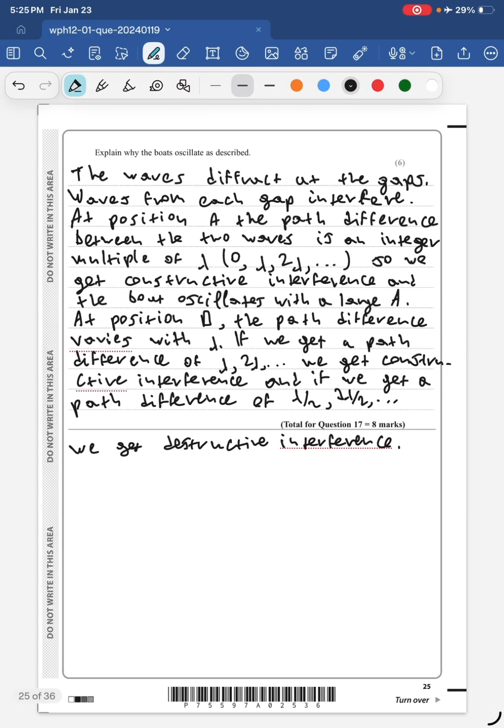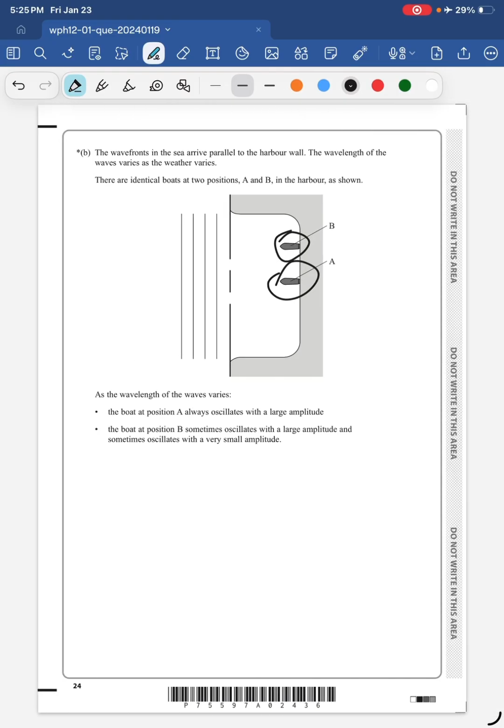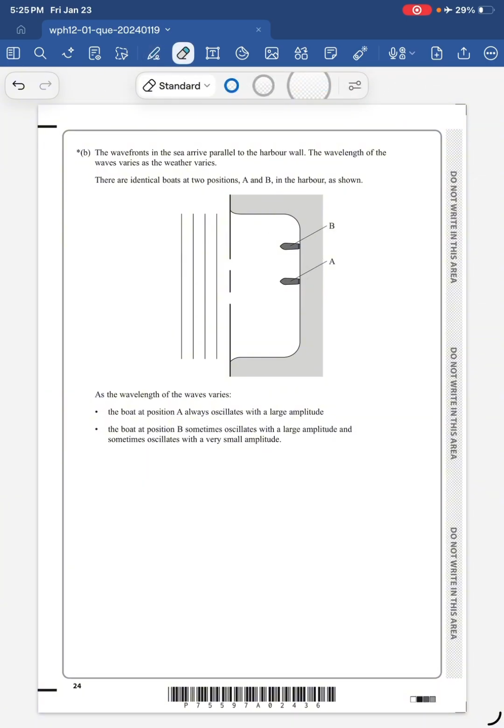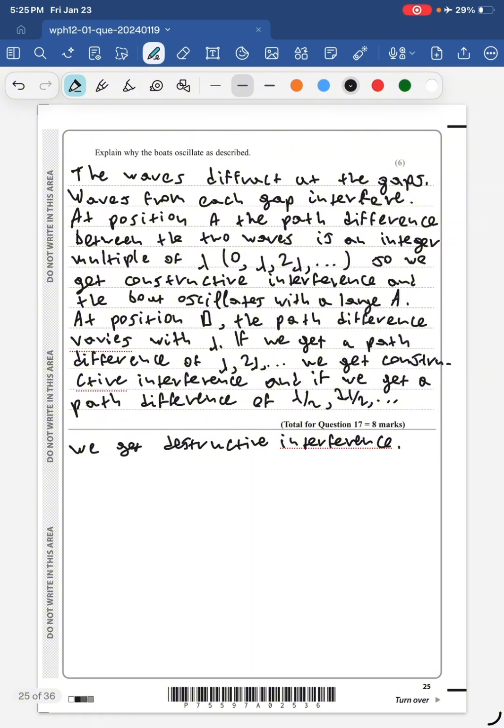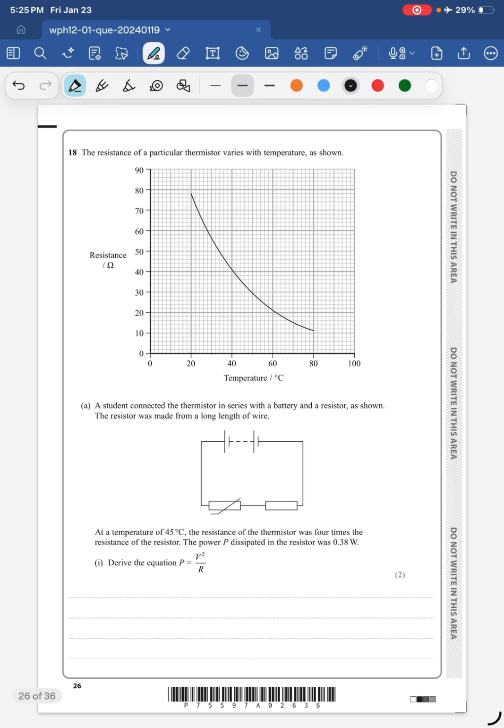I wonder if you pay a lower rent at the harbor if you park your boat at B, or if they reserve spots where there is no oscillation, so your boat is safe during winter or something. I don't know. Let me know your thoughts about this in the comments.